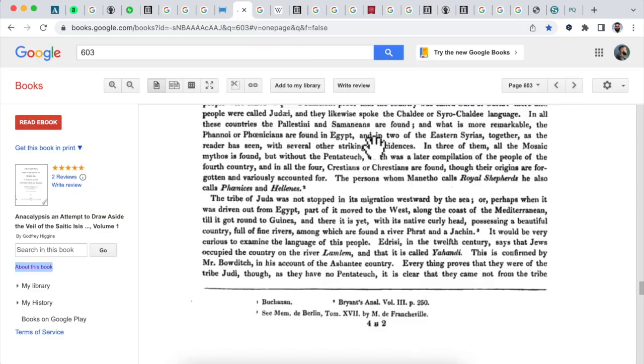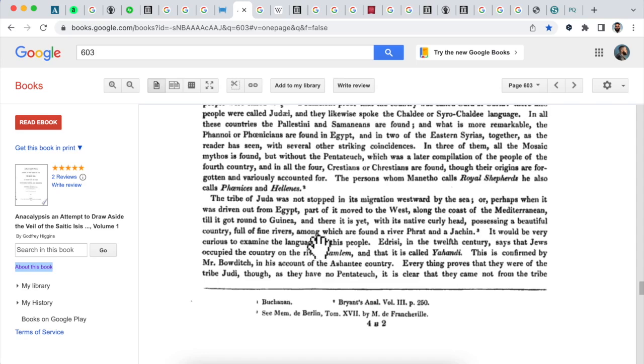So as we get back into this book, let me start again right here at the top of the first paragraph so we can fully absorb what this writer is saying. The tribe of Judah was not stopped in its migration westward by the sea, or perhaps when it was driven out from Egypt, part of it moved to the west along the coast of the Mediterranean till it got round to Guinea. And as we just saw, the West African kingdom of Judah is right in Guinea. And as I already pointed out, Guinea isn't as big today as it was on these older maps. If you're looking at a current map, Guinea is a little small territory in Africa.